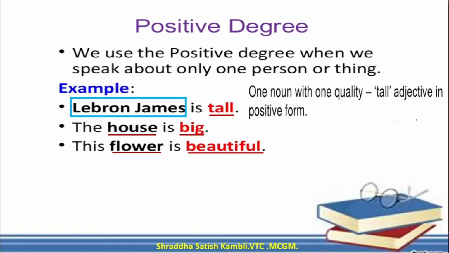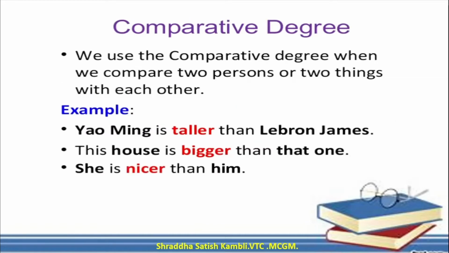Let us move on and talk about the comparative degree for adjectives. So when we use the comparative degree, we compare 2 persons or 2 things with each other. So we are comparing, we are deciding which is better, which is worse, which is tall, which is not tall. Okay, and we are comparing which is good, which is not good, or as good as the first one. So we are comparing 2 things.